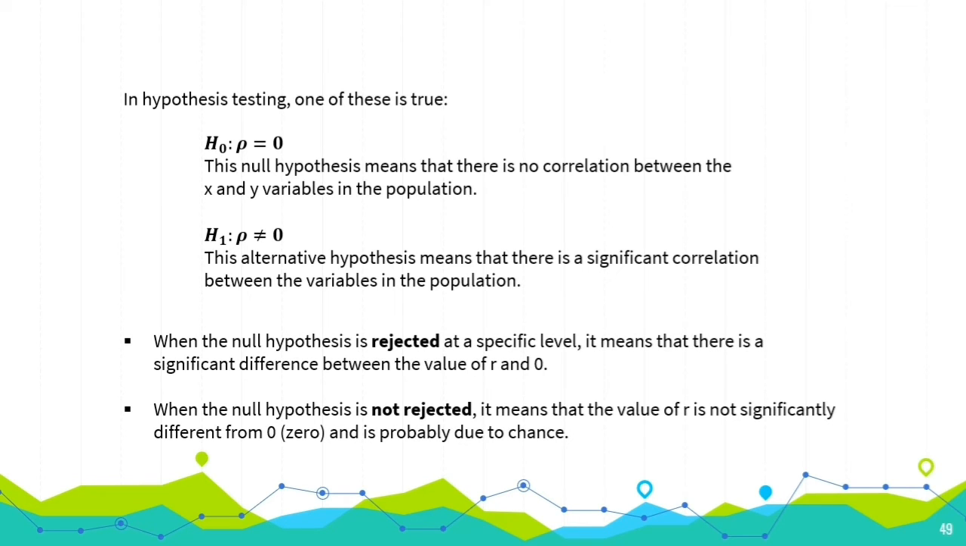When the null hypothesis is rejected at a specific level, it means that there is a significant difference between the value of r and 0. When the null hypothesis is not rejected, it means that the value of r is not significantly different from 0 and is probably due to chance.